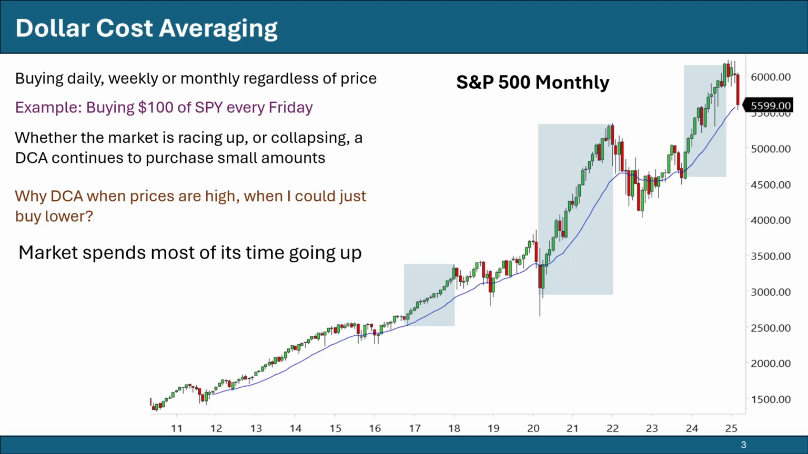So, look at this chart. This is the S&P 500 monthly chart. It's basically going from the bottom left of the screen to the top right. Since 2010 to 2025, 15 years, the market has quadrupled. It's gone from 1,500 to 6,000.